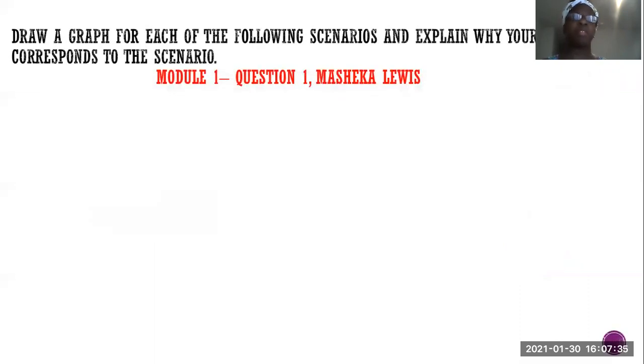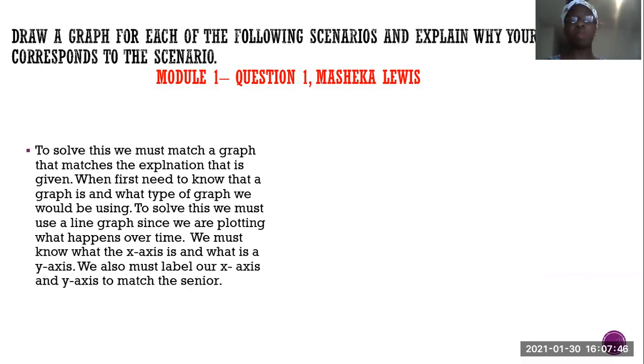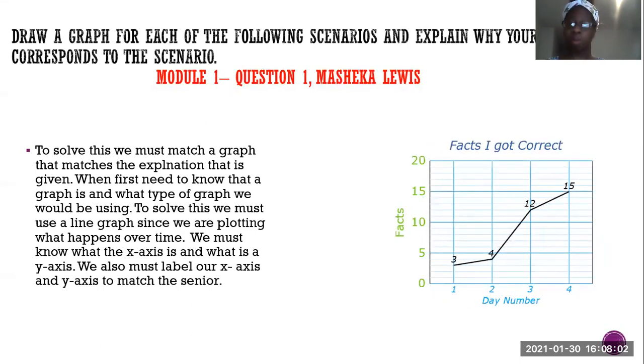So first we have to draw a graph for each following scenario and explain why the graph corresponds with the scenario. We also must label our x-axis and y-axis. So to solve this problem, we must know what graph we're using. We're going to use a plain, simple graph with time and whatever the x, y-axis, so we can just name them. We also need to know exactly what type of graph fits the scenario. So let's go to our scenarios. And we'll be using this type of graph.